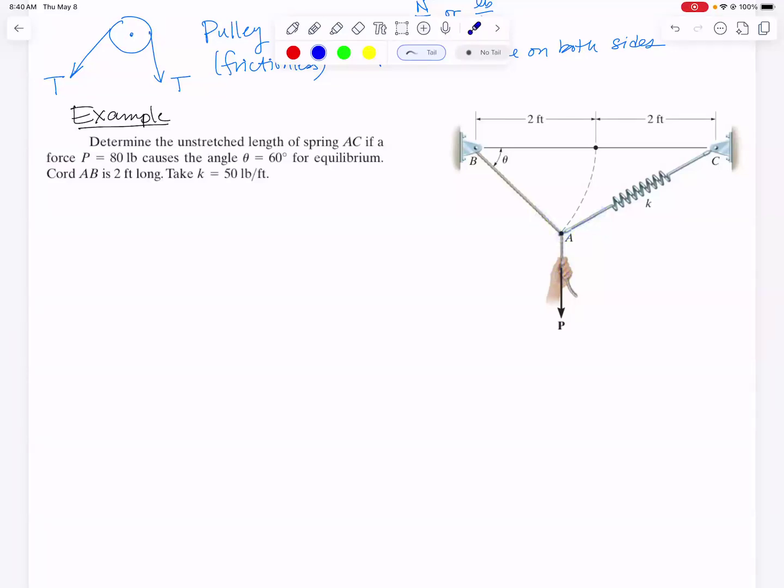So we're going to draw a free body diagram of point A. And what the problem tells us is we're applying a force P of 80 pounds. When we do so, the spring is going to stretch out. We're supposed to actually figure out how long it was before it got stretched out, but in its stretched out position, we're told that the angle theta is 60 degrees. They tell us how long this cord is, 2 feet long, and they tell us the spring constant, 50 pounds per foot. Before you jump in trying to use information about that spring, follow my recipe.